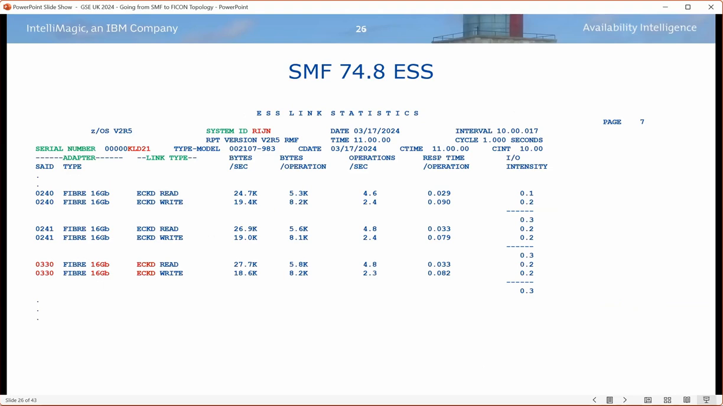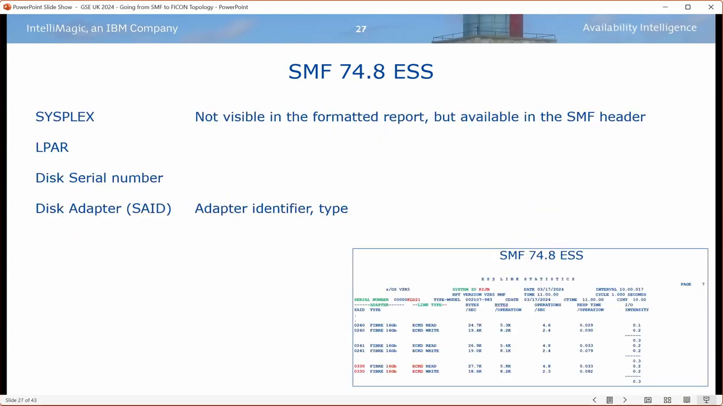So another interesting record for disk systems is the link statistics. It has various things in it about the attached RAID groups, for example. But I'm only looking at the link information here. So for this particular disk system, I can see the adapters. That's the SAID and the type of connection there and the speed. So let me just go to the next slide. And here I describe a little bit about what we're looking at there. Adapter type, etc.